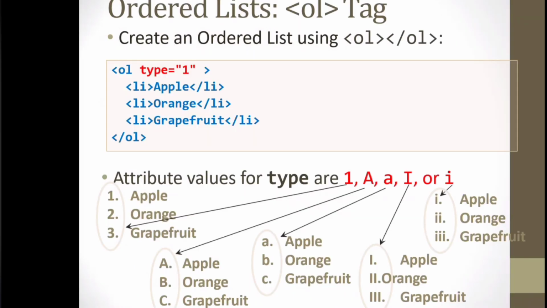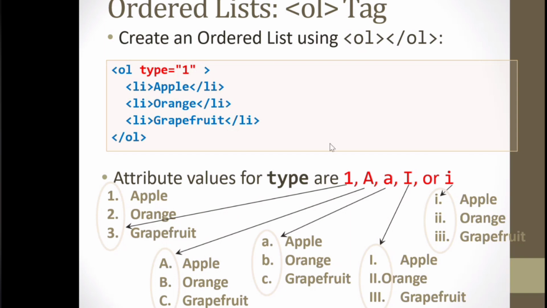Okay, then we have the ordered list. Suppose we want to list out 1 2 3, or capital Roman I II III, or capital ABC. Likewise, suppose we want to create one list. So for that we have this tag. OL stands for ordered list. This is a closing ordered list tag. And here we have the multiple list items: apple, orange, grapefruit, right? When we have not mentioned the type attribute value, by default it is 1. By default you will get this result.